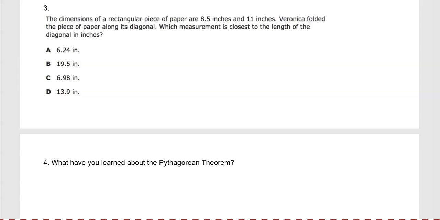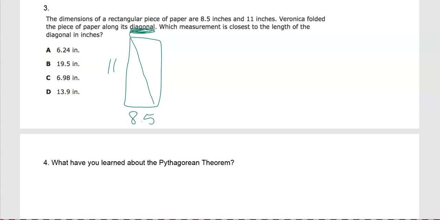All right, number 3 says the dimensions of a regular piece of paper are 8.5 inches and 11 inches. Veronica folded the piece of paper along its diagonal. Which measurement is closest to the length of the diagonal in inches? When you're talking about a rectangle, or usually even with a square, depending on how you arrange it, the diagonal is going to be the hypotenuse of the triangle that you form.